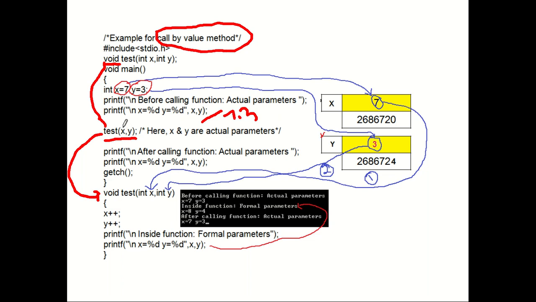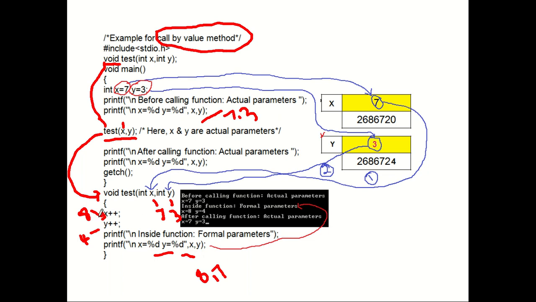So what will happen? The content of x is copied into x. What is the content of x here? That is 7. 7 is copied to this particular variable here. The content of y is 3, copied into this particular variable. We are incrementing x by 1 here, so x becomes 8, and we are incrementing y by 1, so y becomes 4. And we are displaying the content of x and y. So the content of x and y is 8 and 4.